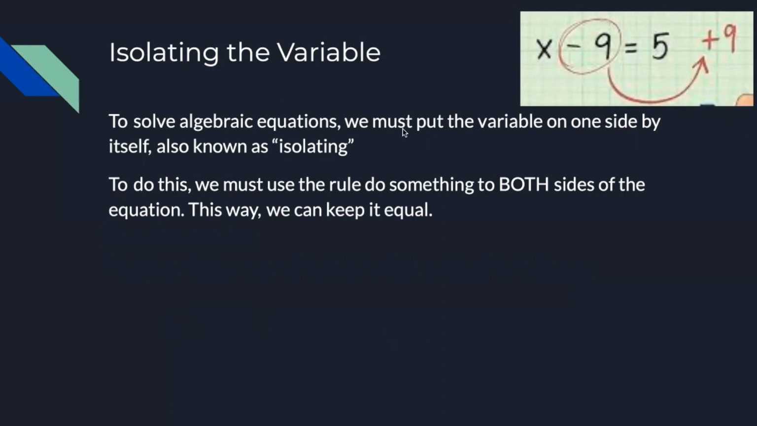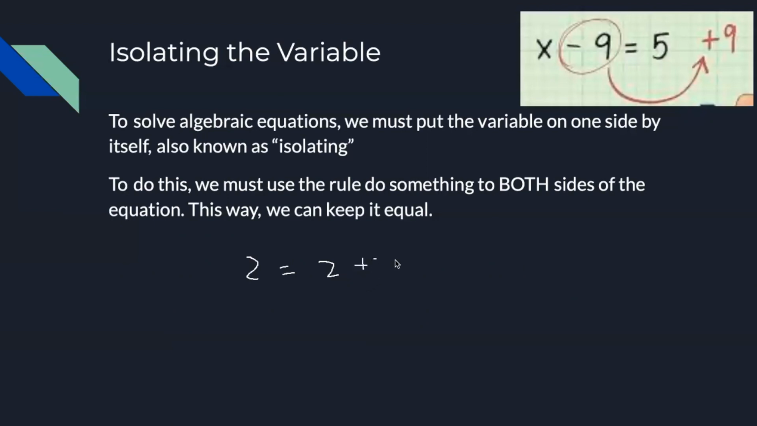To solve algebraic equations, we must put the variable on one side by itself, also known as isolating. To do this, we must use the rule to do something to both sides of the equation. This way we can keep it equal. Let's just start with 2 equals 2, right? Can everyone agree this is true? 2 equals 2. Good. So we can do stuff on both sides.